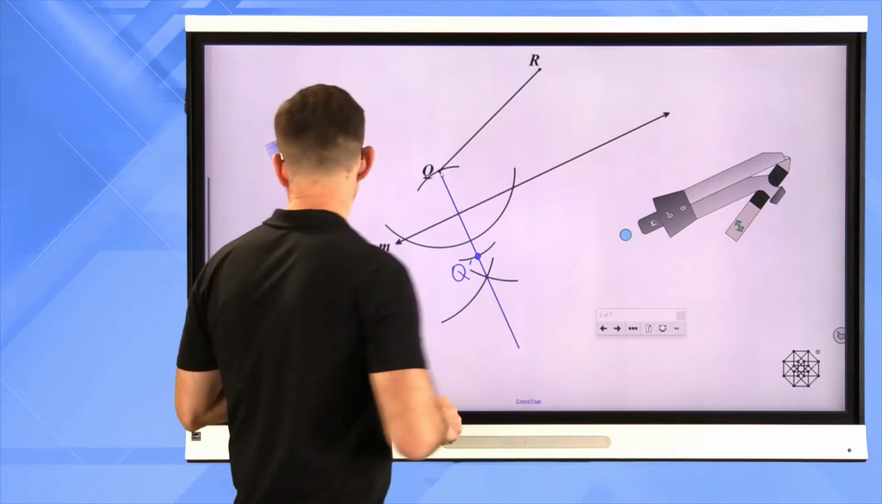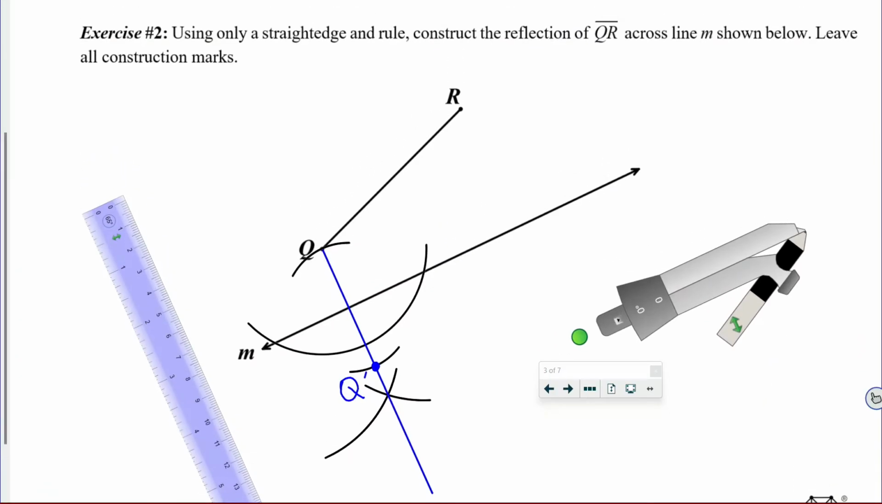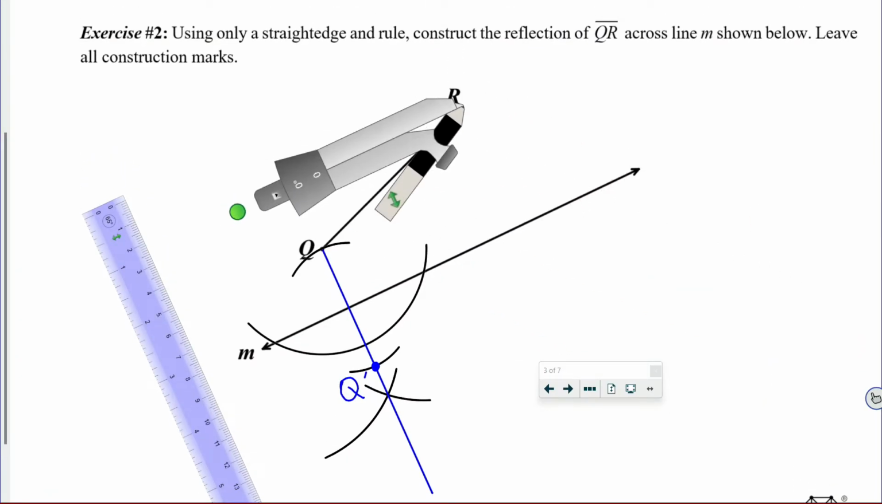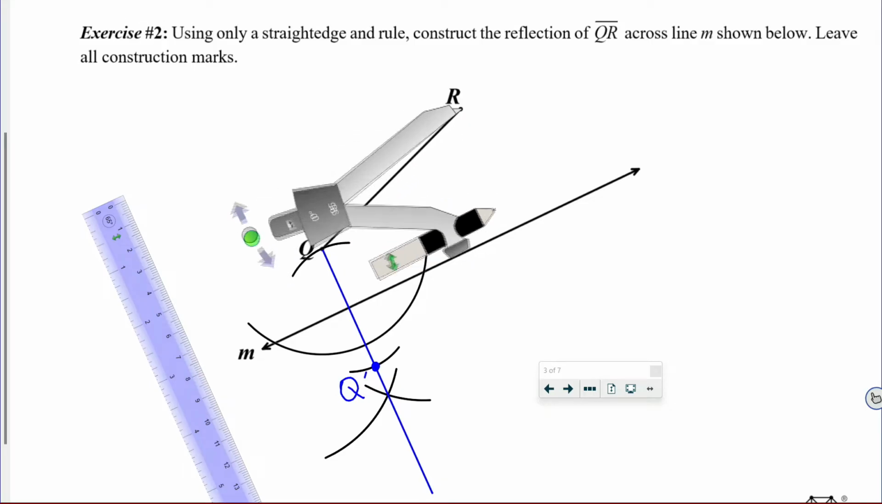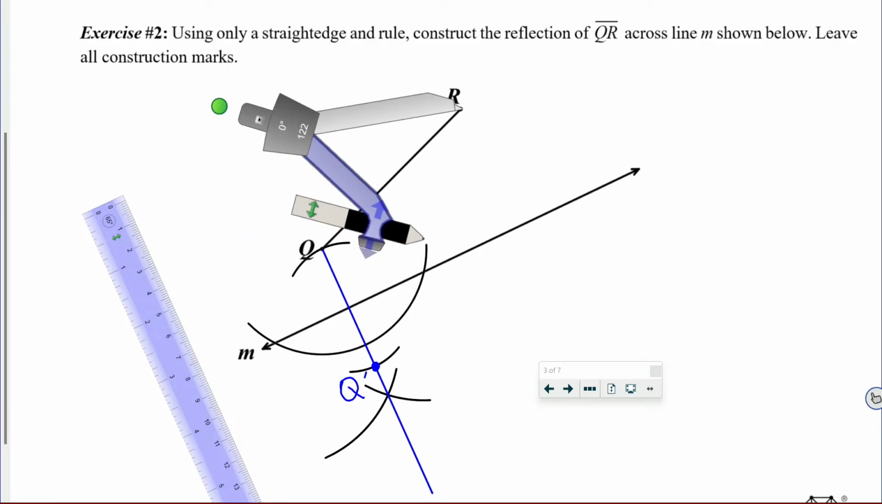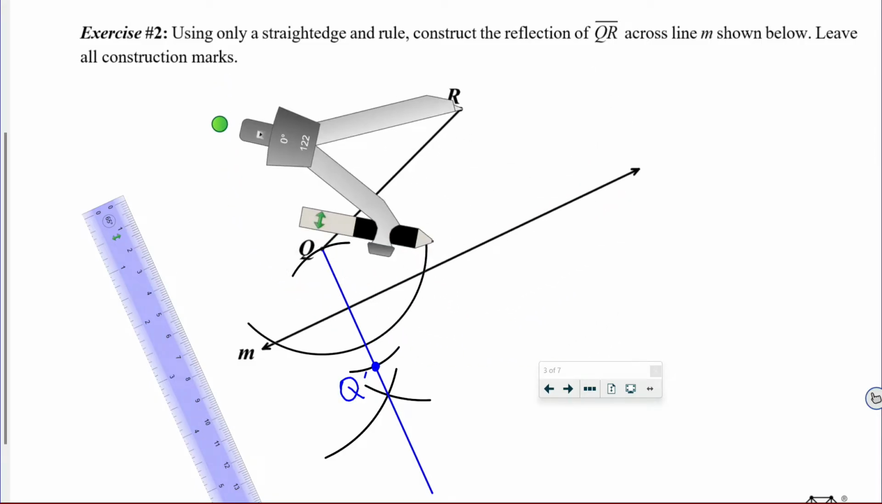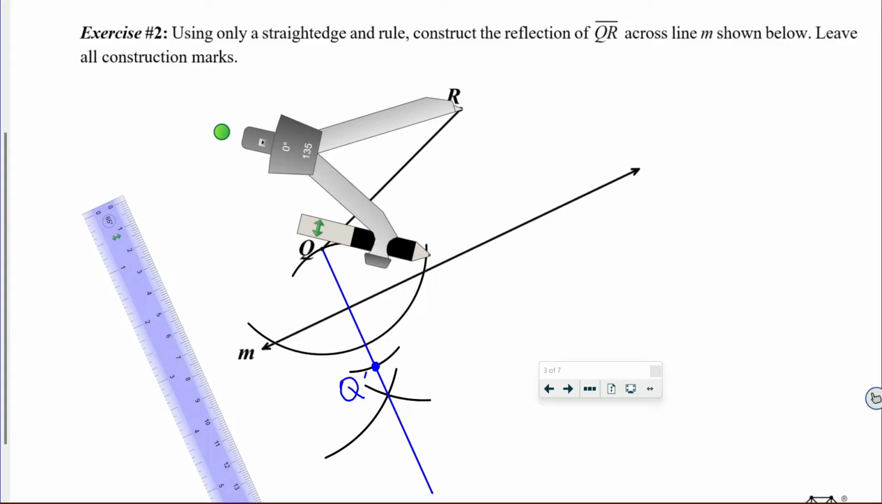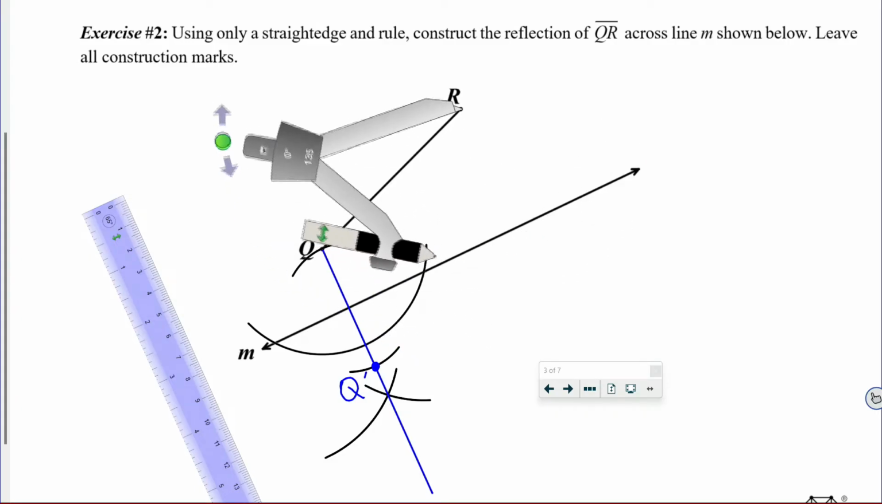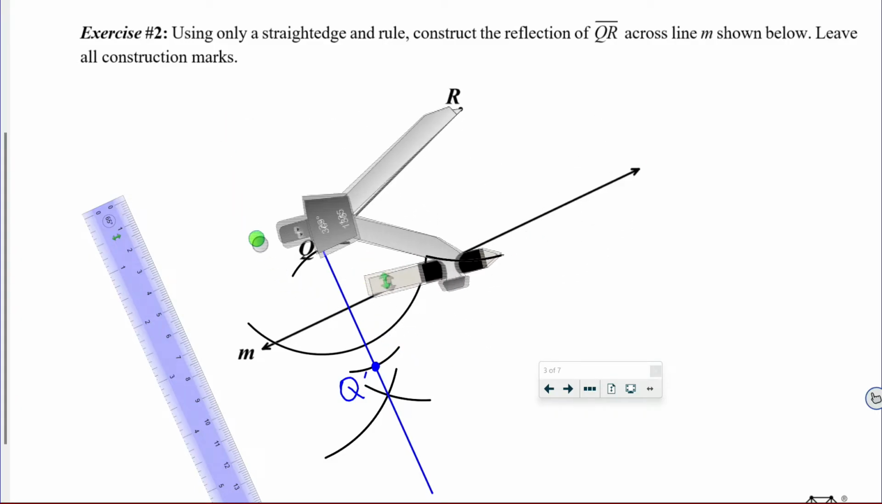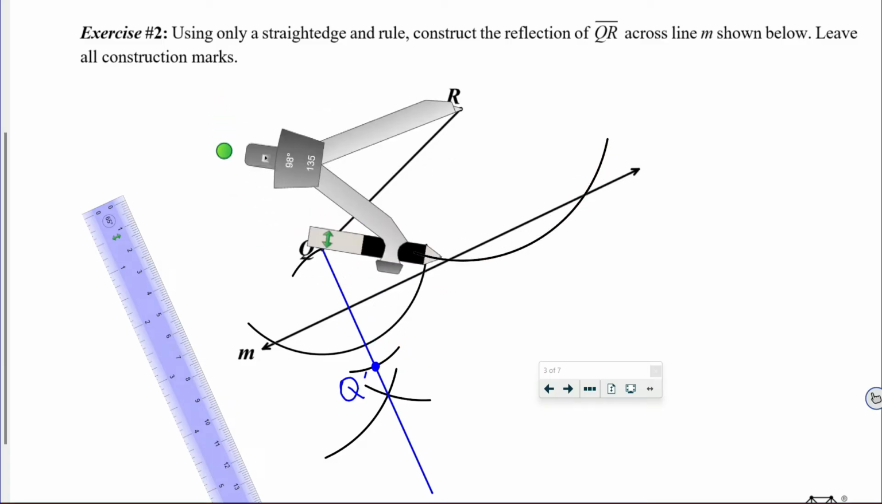All right, let's do it. Here we go. Bring my compass up, put the center at point R, maybe stretch this open a bit. A little more. I think that's going to be enough, but I always want to make sure. I think I'm going to make it a little bit wider. Okay, that'll definitely pass through the line twice. Very good.